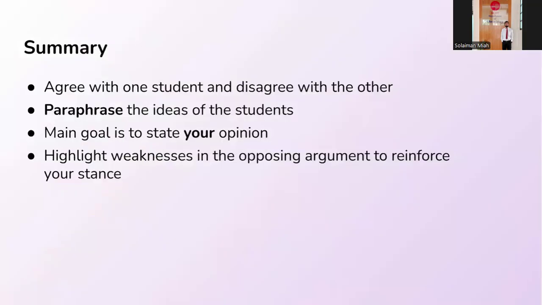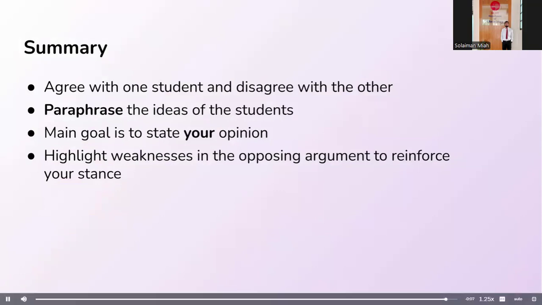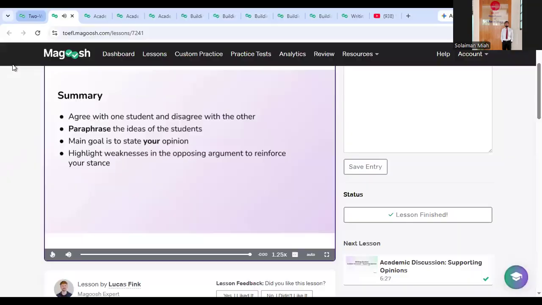To contribute effectively to an academic discussion, agree with one student and disagree with the other. Paraphrase their ideas using your own words, and remember that your main goal is to clearly state and support your own opinion. Use the opposing argument to highlight weaknesses and strengthen your position. When you do this well, you show both strong reasoning and strong control of academic English.